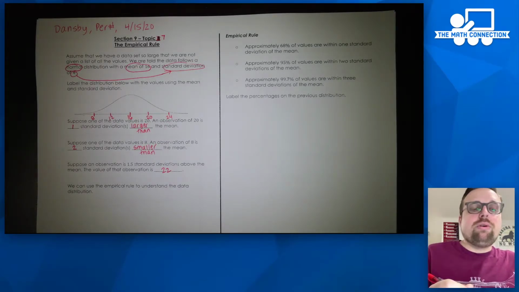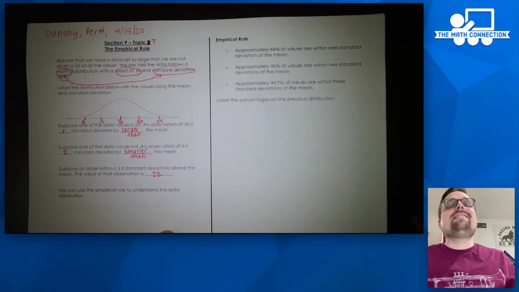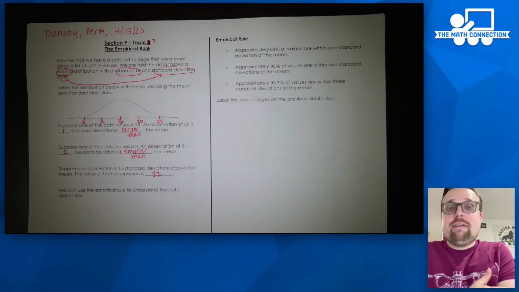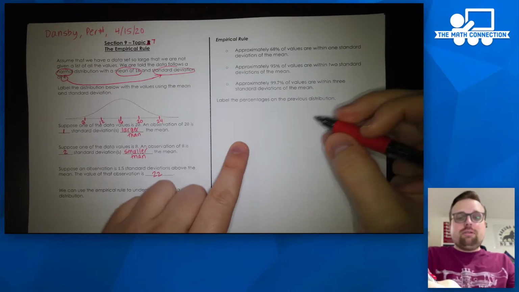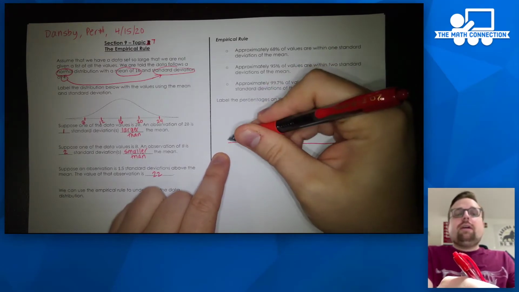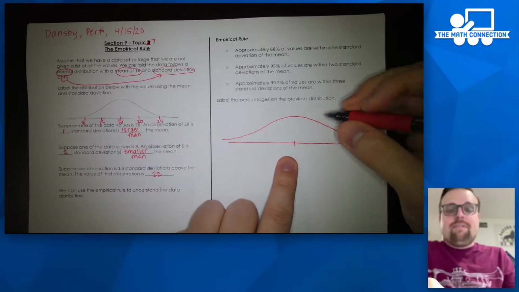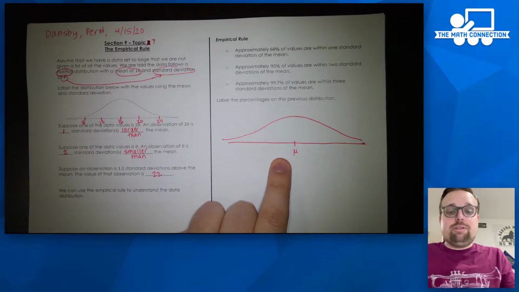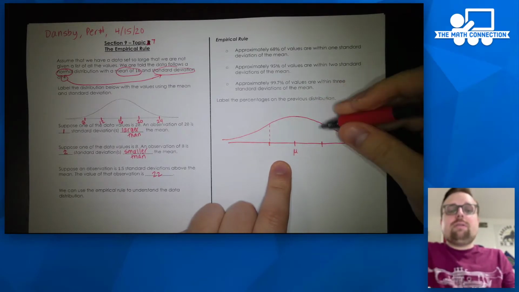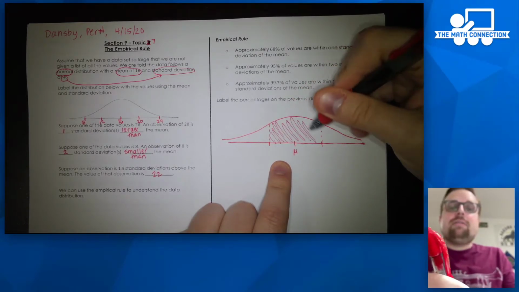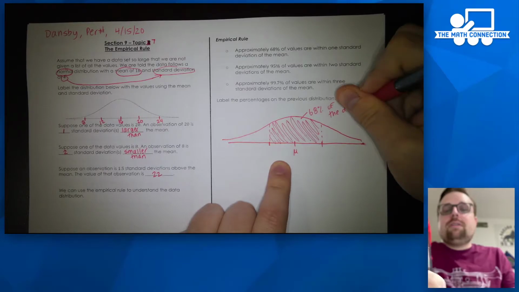We can use the empirical rule to understand the data distribution. So here it is right here on the right side of the page. The empirical rule tells us that approximately 68% of the values of the data are within 1 standard deviation of the mean. So what that means is, if I were to draw a picture, and this is a normal distribution, okay? What this is saying is that if this is the average, we're going to use the symbol mu to signify the average, okay? And let's go 1 standard deviation above and below, okay? This right here, this shaded area is going to tell us 68% of the data, okay?